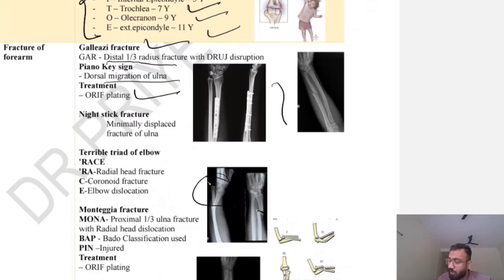With plating. These all are my x-rays. I have done this in residency. So this is plating, radius plating. You can see by aligning those fracture fragments, we have put this plate. Okay, so next is Nightstick fracture.